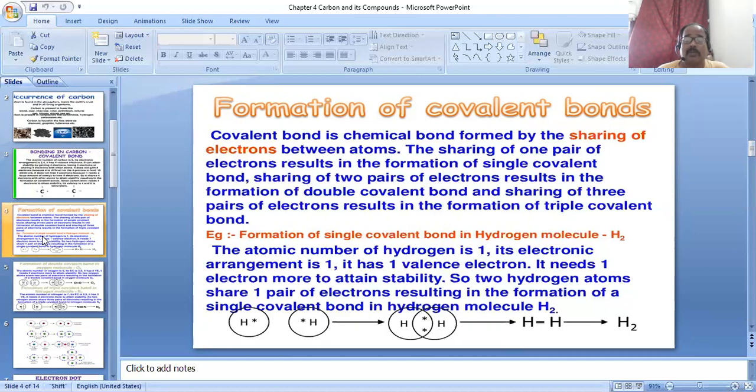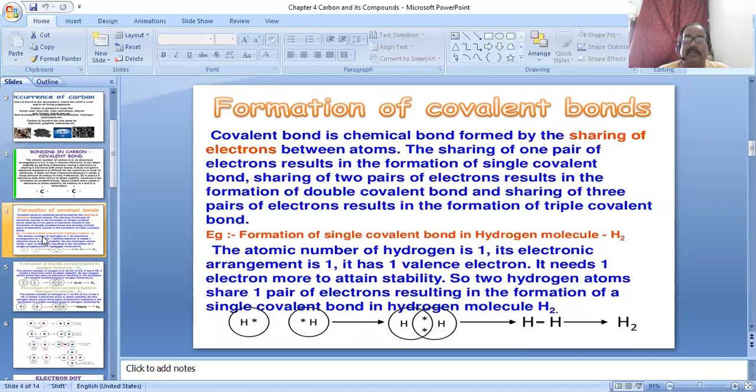Suppose oxygen, the total number of electrons is 8. The electronic configuration according to Bohr-Bury is 2, 6. So 6 is the valence electrons of oxygen. Of these 6 valence electrons, 2 electrons are shared in the covalent bond by each atom. So the remaining electrons on each oxygen atom are 4, which means 2 lone pairs.